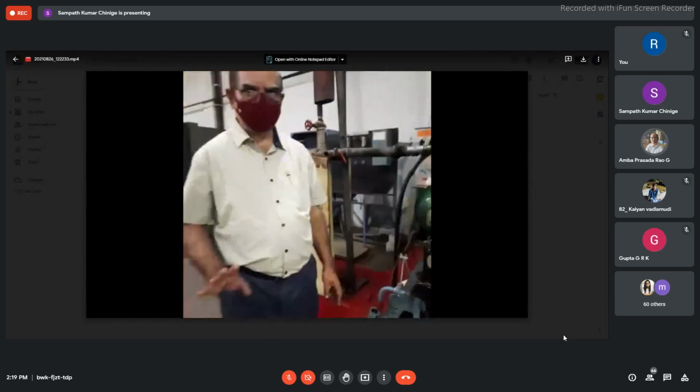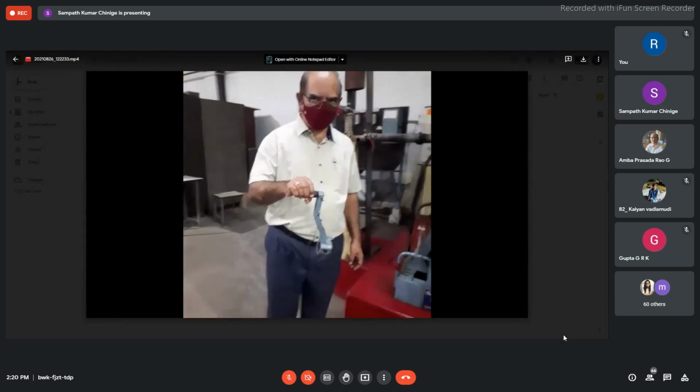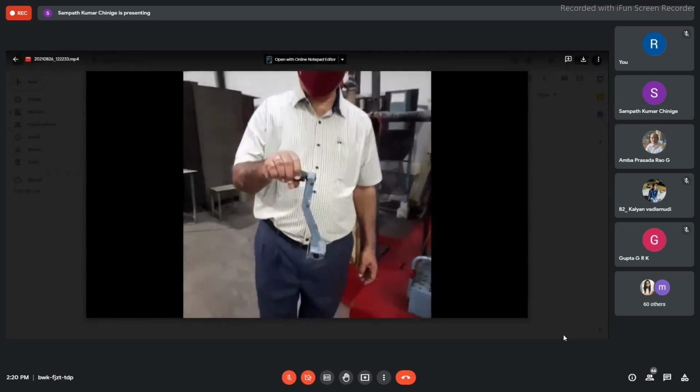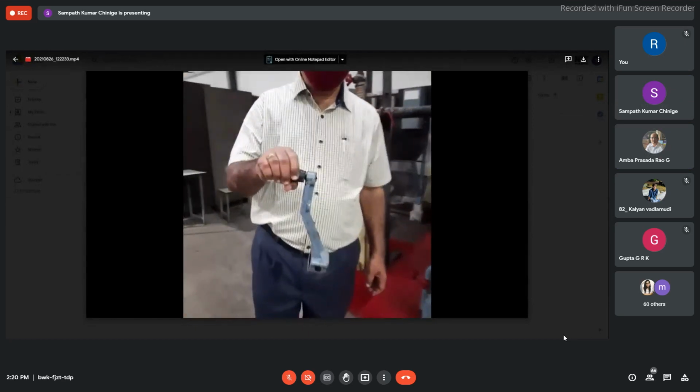Oh, wait, sir. I have not started, sir. This is a crank handle or crank lever. It's streaming, sir. Well, make use of this lever to start the engine.